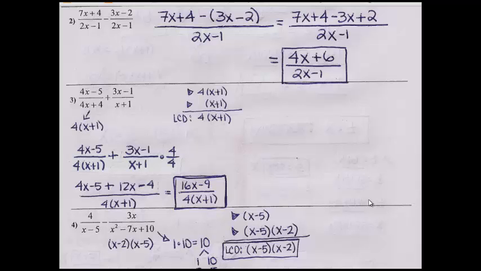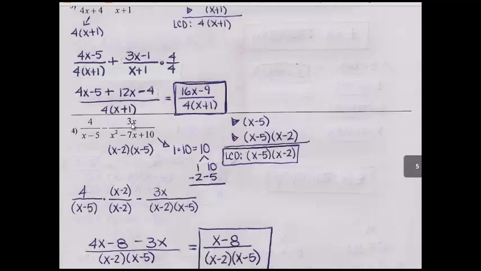Alright, problem number 4. Similar problem where I don't have a common denominator. So first thing, try to factor. I factored this trinomial and I got x minus 2, x minus 5. Line up my denominators. Here's my first denominator. Here's my second denominator. Okay.